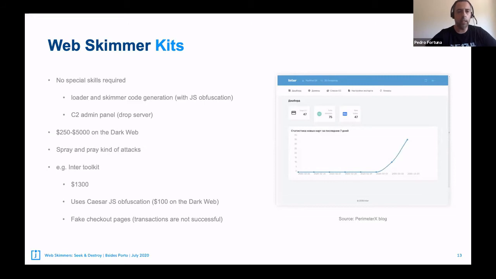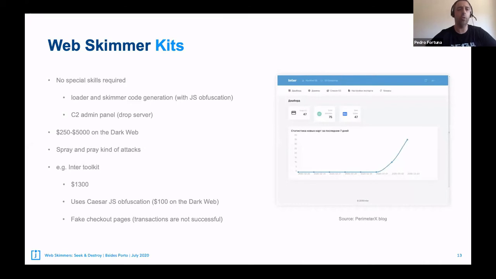If you have a web skimmer kit, you'll have access to a C2 admin panel. You'll see the number of accesses and credit cards that were harvested. A web skimmer kit goes from $250 to $5,000 on the dark web. Usually it's used in spray and pray kind of attacks, so they will try to infect as many servers as they can and try to be present in as many payment form pages as they can. But this is not necessarily true for all attacks. Some attacks are very targeted.